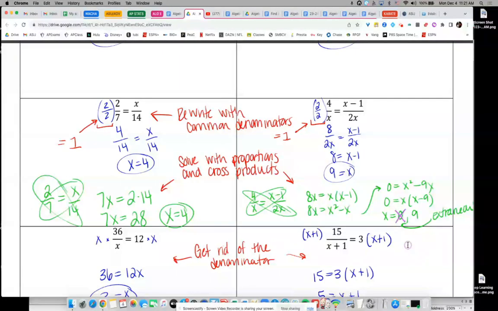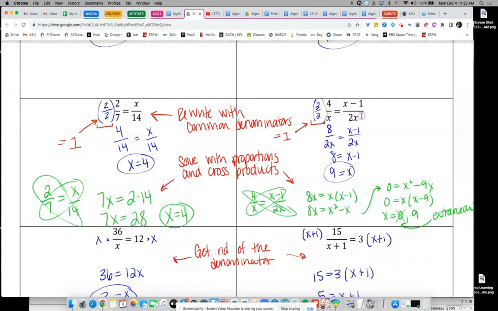We say it's not one of my allowed solutions. It's not part of my domain, right? We've been talking about domain, and this is where it shows up. That's not part of it. But the 9, however, does work, so that stays as one of my solutions. We've already checked that one, right? So that is one of your solutions.